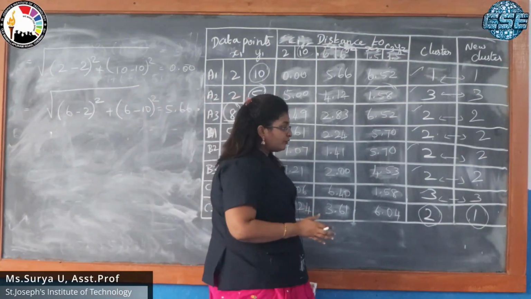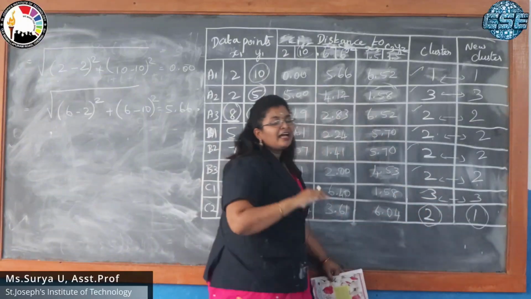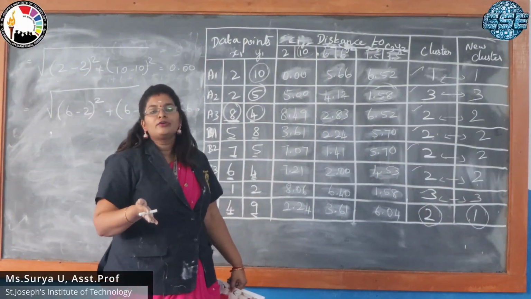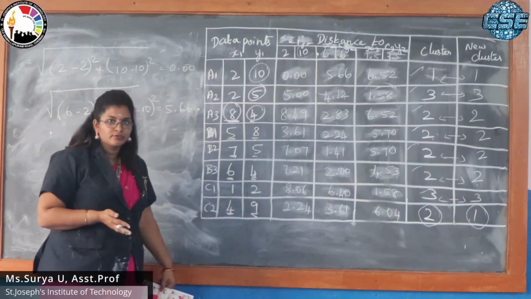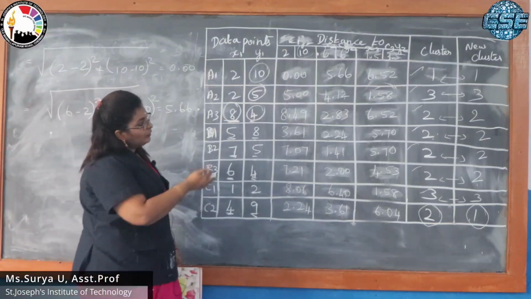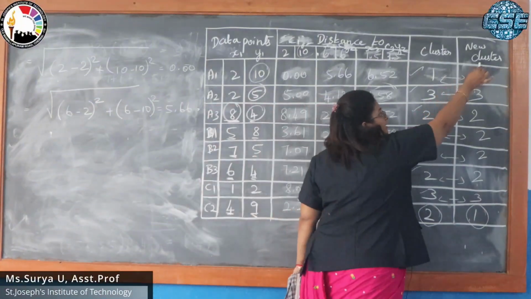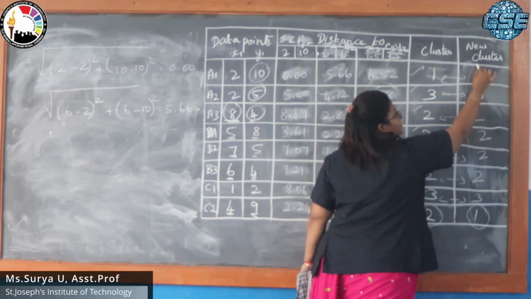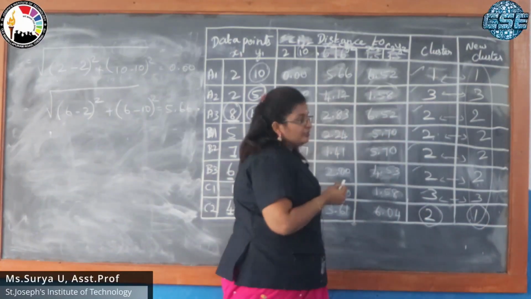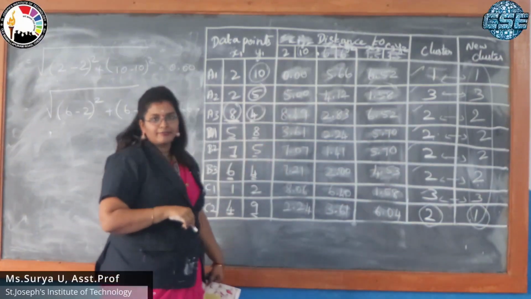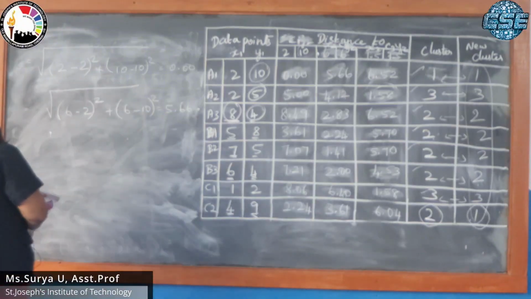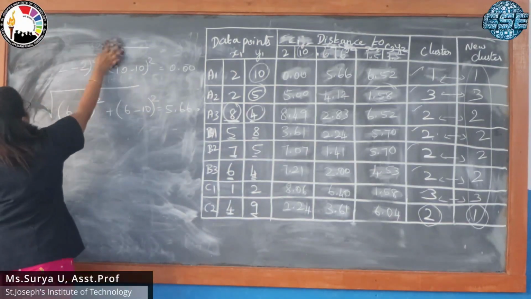So what you have to do, if you found the variations, again you have to find the new cluster using new centroid values. Okay. So now you are going to find the new centroid values using these data points, using these clusters. Using these clusters, you have to take the average now. So let me take the average so that you will understand.